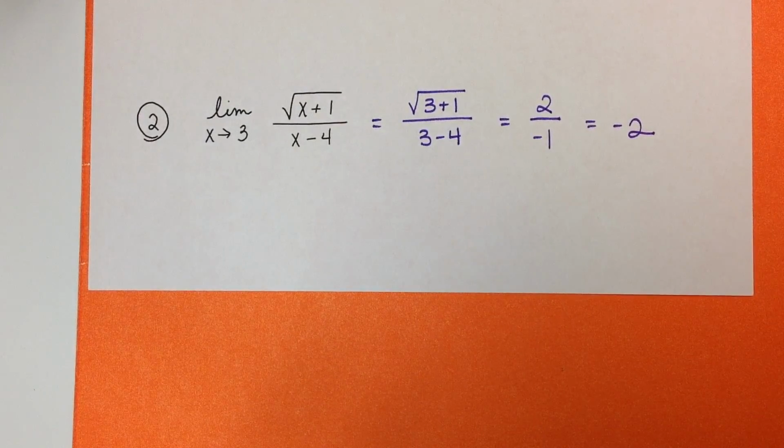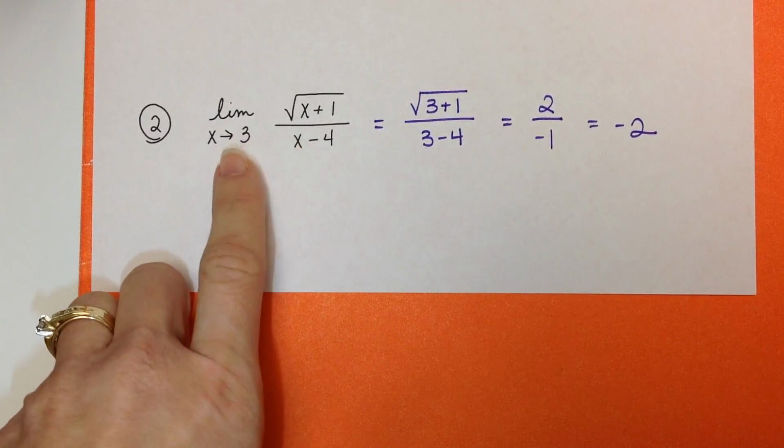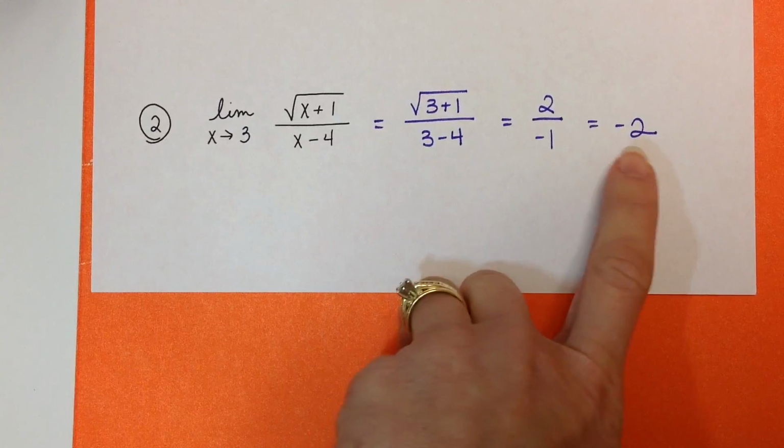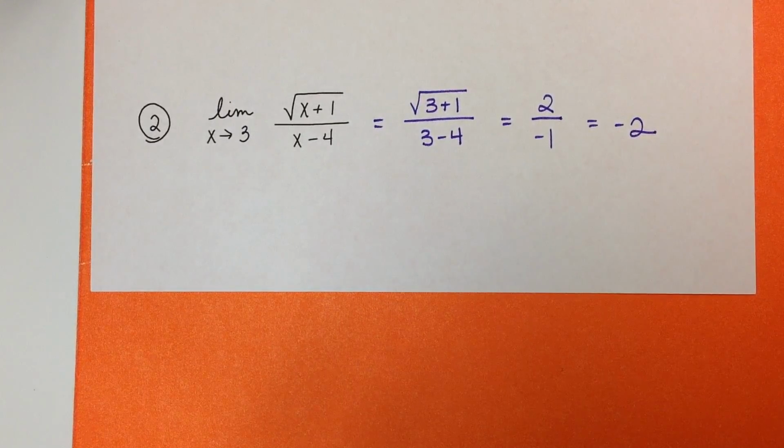Now, I'm not going to take time, but you could always graph this function in your calculator, locate x equal 3, and just see if at x equal 3, the y value that your graph is approaching from both sides is negative 2. So you can always go back and look at it graphically like we were doing in the previous section.